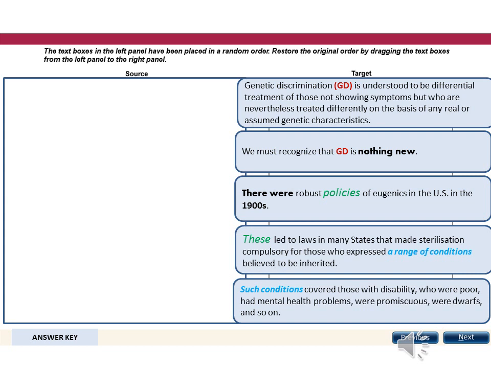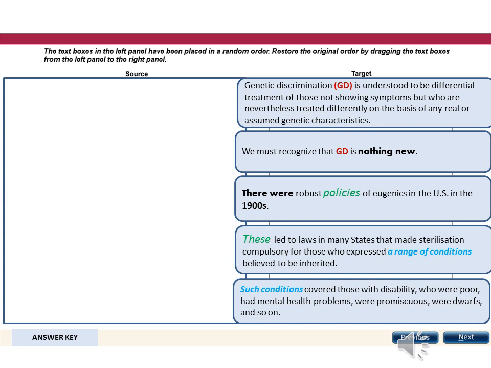Okay, I'm going to share the explanation for this question. If you look at it, genetic discrimination is understood to be, that is a definition. So therefore, the concept is being defined in this sentence. Therefore, this is clearly the opening sentence. In bracket, the abbreviation is given, which is GD, and that helps us form the next sentence. We must recognize that GD is nothing new.